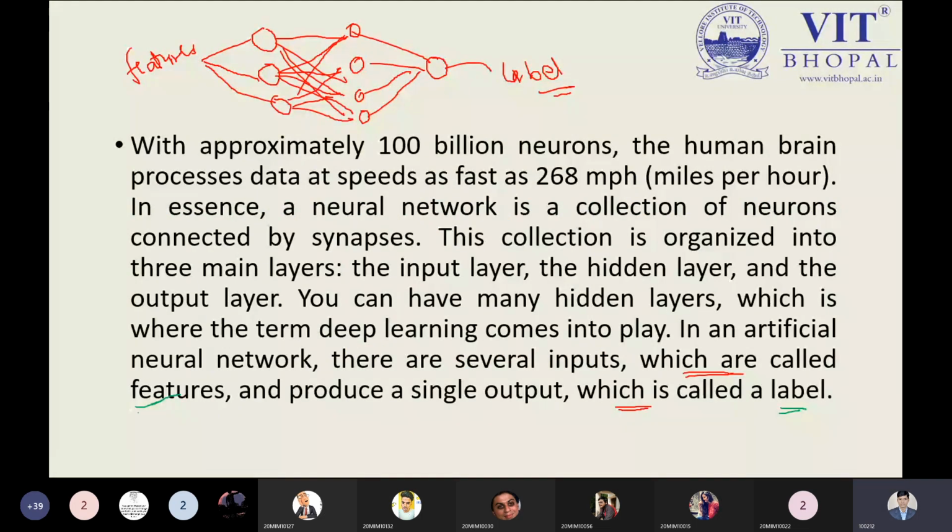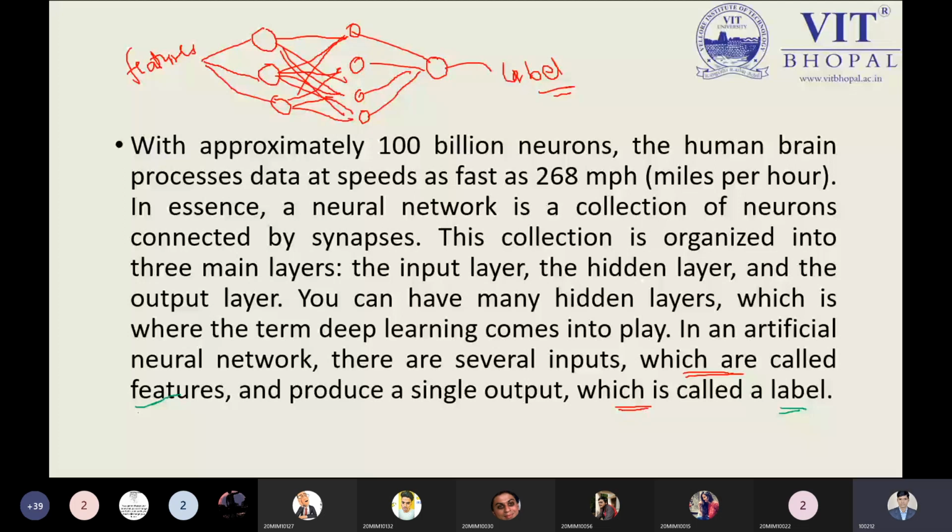With approximately 100 billion neurons, or we can say 200 billion neurons, as we have seen yesterday, the human brain processes data at speeds as fast as 268 miles per hour. In essence, the neural network is a collection of neurons connected by synapses. Synapses means the interconnections between the neurons. And in our artificial neural network, we have interconnections. This collection is organized into three main layers, as we know: input layer, hidden layer, and output layer.